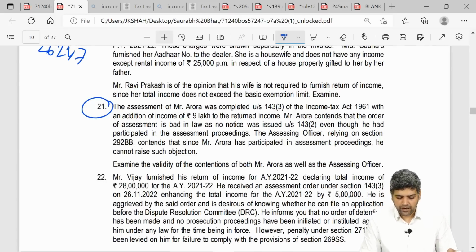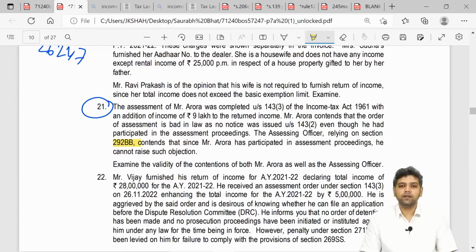He contends that the order of assessment is bad in law, as no notice was issued under 143(2), even though he had participated in the assessment proceedings. The assessing officer, relying on section 292BB, contends that since he participated in the assessment proceedings, he cannot raise such objection. Examine the validity of contentions.